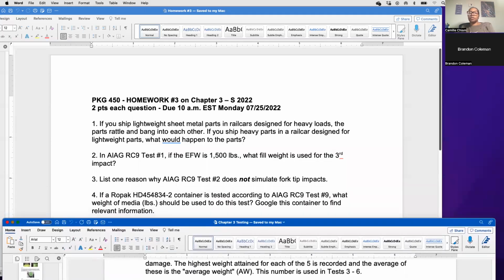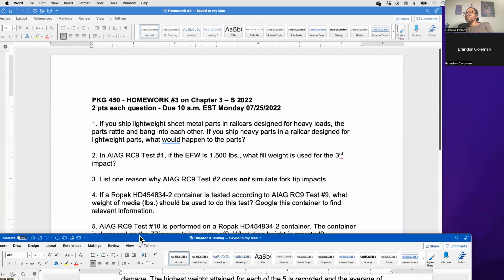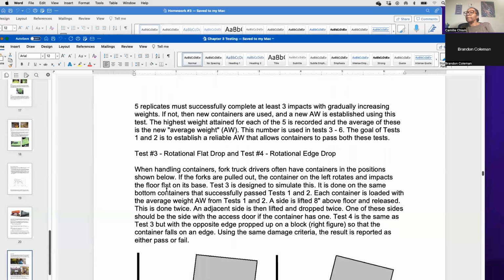Okay, so one thing that you need to find out is the capacity from the manufacturer, what they say the capacity is. Let's see. So go back to number 9.